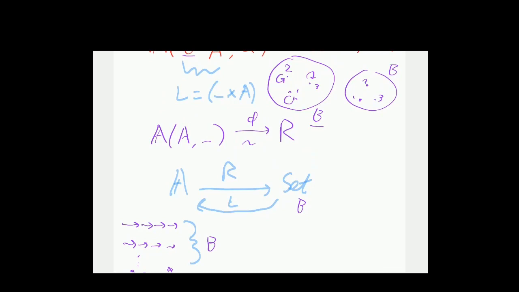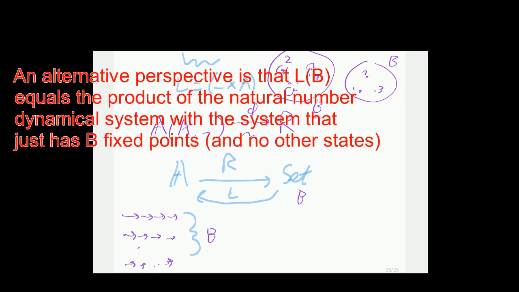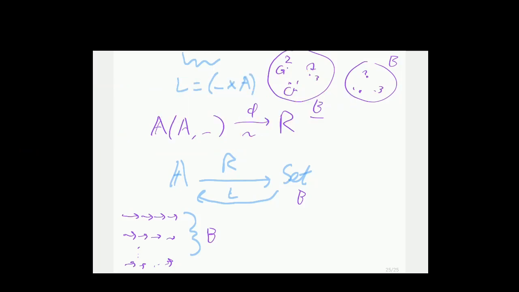And basically what we've figured out is that the left adjoint of this forgetful functor is this free functor that takes a set and then forms a dynamical system that has a copy of the natural numbers dynamical system for every element of that set, and it just coproducts them all together.